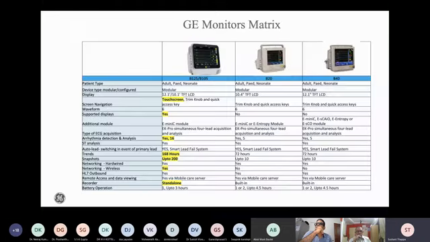I just wanted to put this across, not just to represent the monitors, but to represent what kind of offerings they have in terms of features and sizes. Typically, a monitor would have a 10.4 to 12-inch display, which is a transport monitor, as well as a stationary monitor, a bedside monitor.